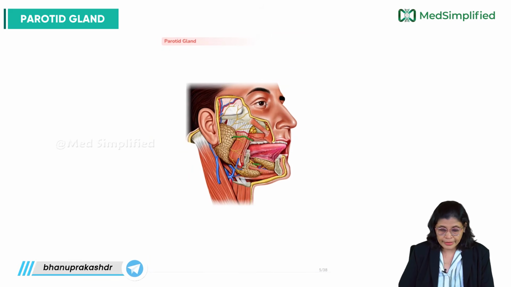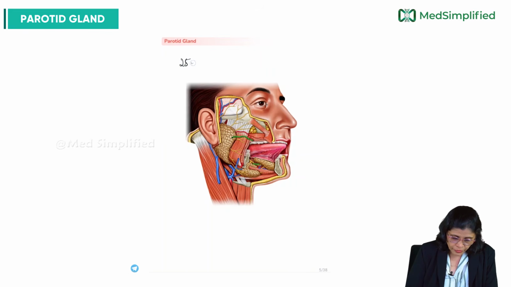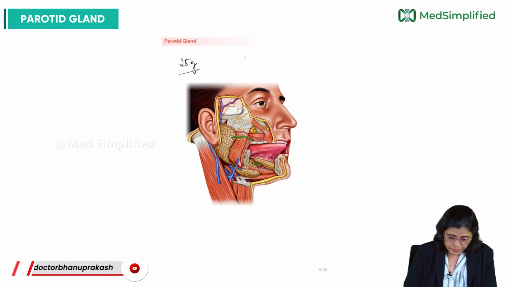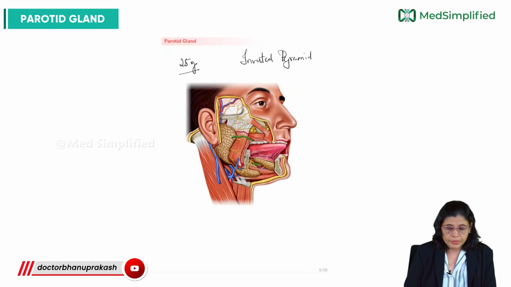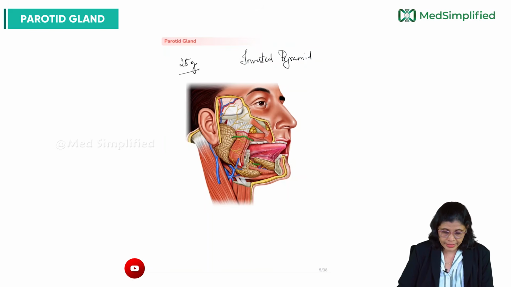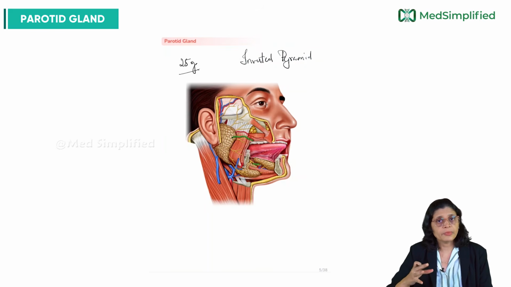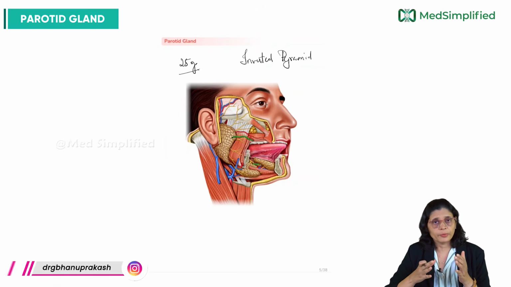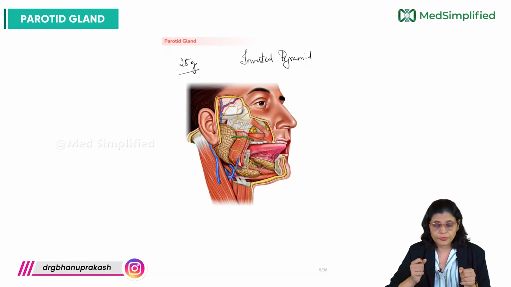The parotid gland, as I said earlier, is the largest of the three major salivary glands. It weighs about 25 grams and is inverted pyramidal in shape, with the apex directed downwards. It is entirely made up of serous alveoli, highly lobulated and yellowish brown in color, weighing about 25 grams.